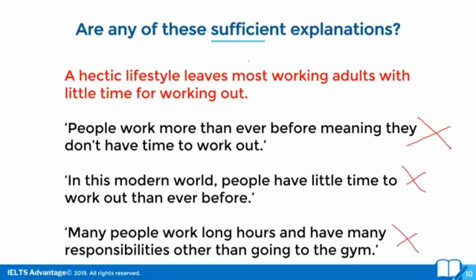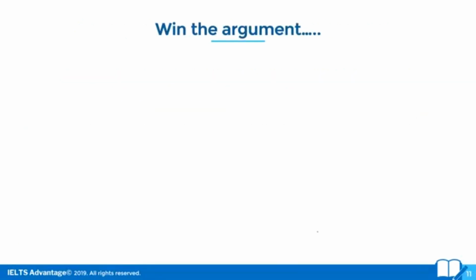None of them are good because they're basically just repeating the same thing. So this is just a repeat. This is a repeat. This is kind of going some way to maybe explaining why working adults don't have time to work out, but it's not really sufficient. You have to win the argument.